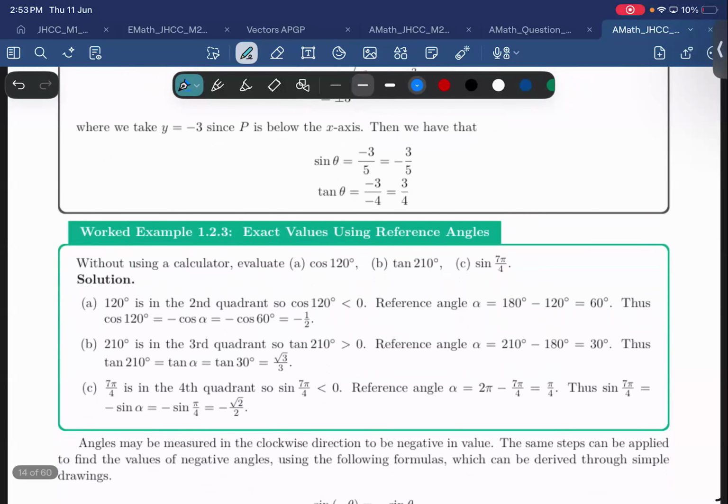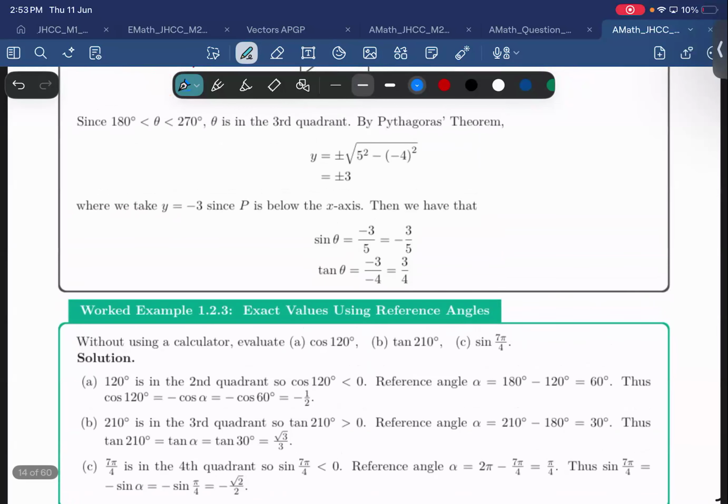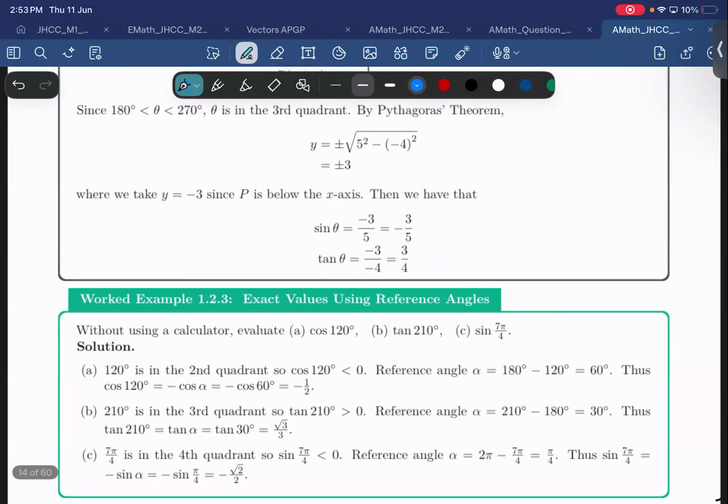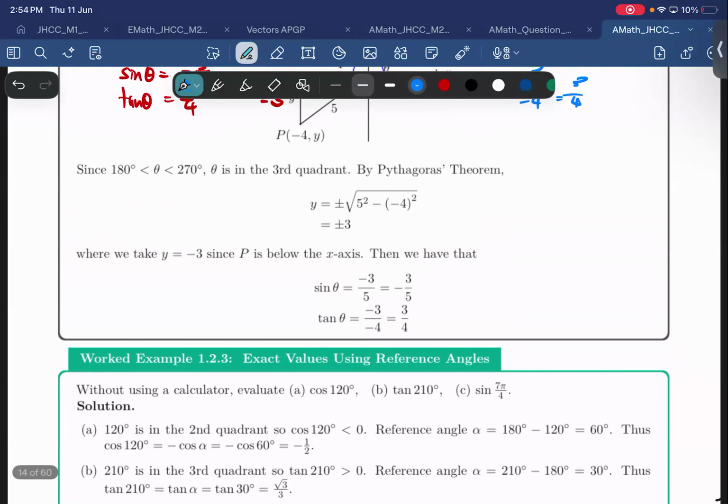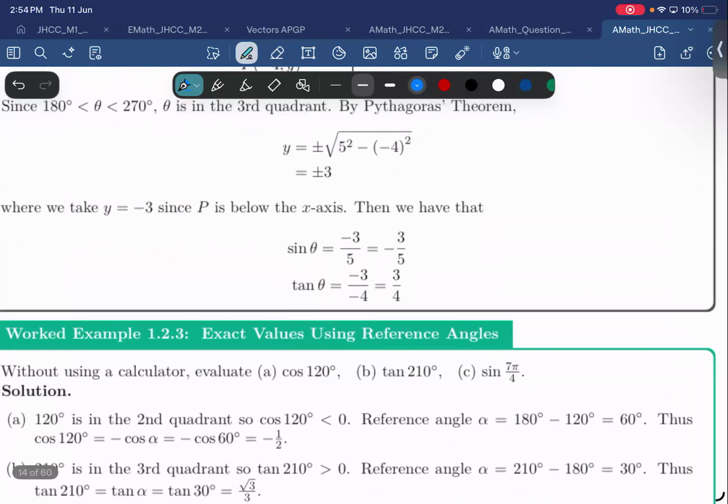Then the next portion: if we want to calculate exact values using reference angles. Let's look at part A first. Without using a calculator, evaluate cosine of 120 degrees. This is the type of question where you need to have knowledge about reference angles, otherwise you cannot complete it.